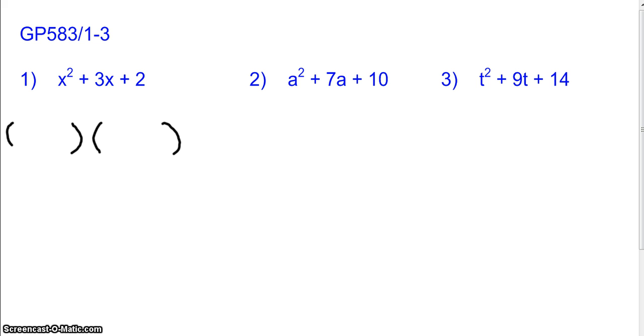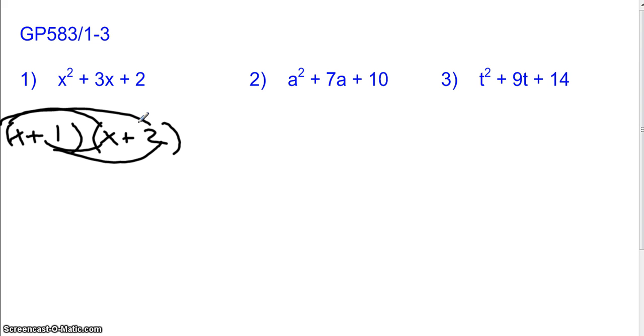Okay, so the first terms in this number 1 must be x. Now, the good news here is the last term is a prime number. So how many options do we have for factors? 1 set of factors. And so 2 is the product of 1 times 2, right? Does 1 plus 2 add up to 3? So we can say 1 and 2. And when we FOIL back, x squared plus 2x plus 1x, 3x, and 2. We get back.